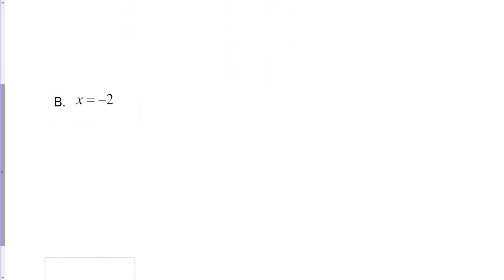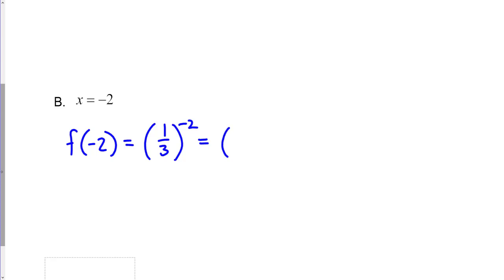All right, when x is equal to -2, I'm looking at f of -2, which is 1/3 to the -2nd power. Now, when you raise a fraction to a negative exponent, what you can do is just flip the fraction. So, for instance, I could change this into the inverse of 1/3, which is 3, to the +2nd power. So, essentially, when you're doing negative exponents, you're doing inverses. And so that's what's really going on. This evaluates to 9.